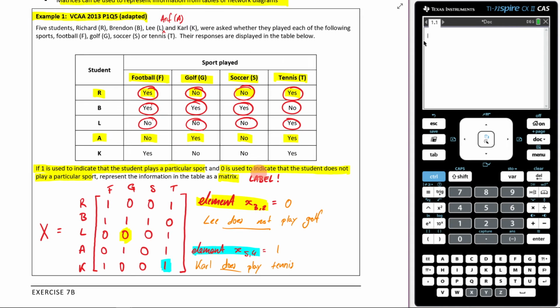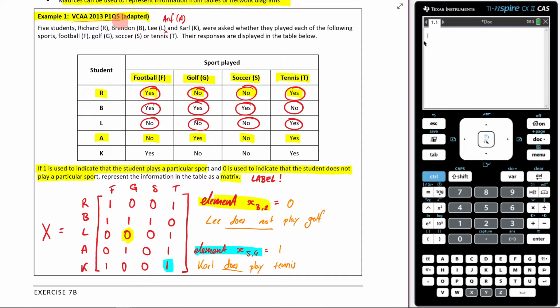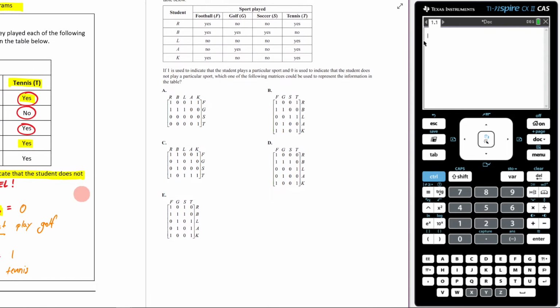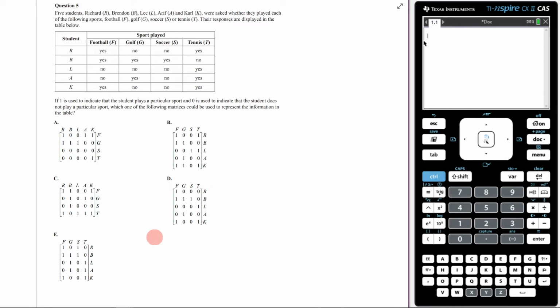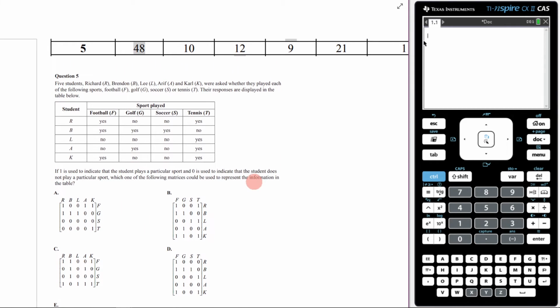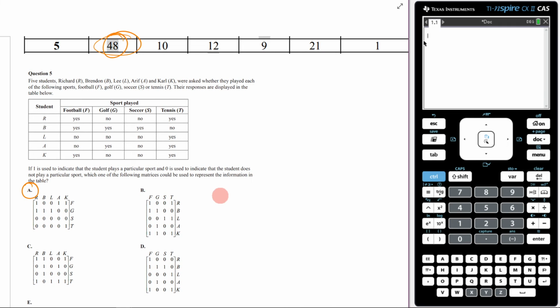Now this is taken from VCAA 2013, paper 1, question 5. It's adapted, and what that means is that this was initially a multiple choice question like this. So this is what it looked like. You would have to read it all and then find which of these worked. If we come up here, we can see that for question 5, the one that did work was A, and about 50% of people got that one correct.